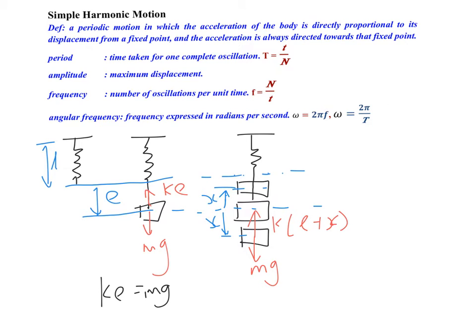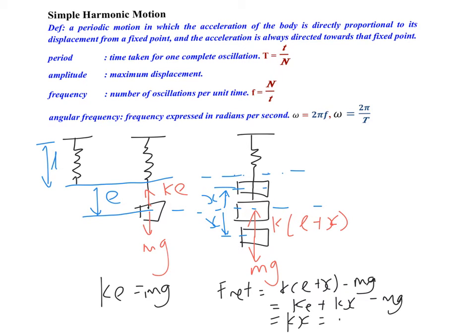So this restoring force is much bigger than the weight. So the equation will be net force equals k(e plus x) minus mg. If we expand it, ke plus kx minus mg. Then you will notice that since your ke equals mg, this ke minus mg will cancel off, so you'll be left with only kx. And this kx is your net force, which equals ma. So can you see now that the acceleration is directly proportional to the displacement?